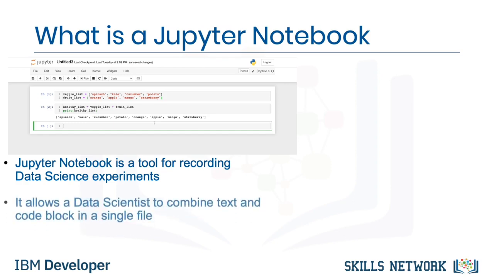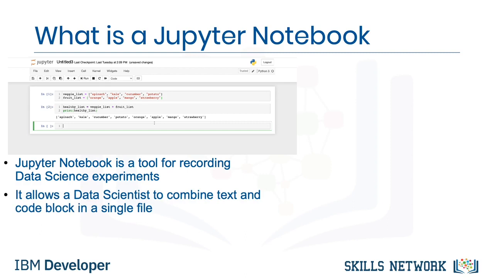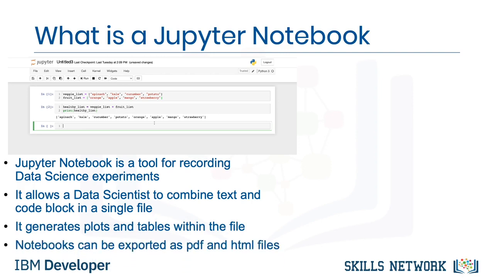A Jupyter Notebook file allows data scientists to combine descriptive text, code blocks, and code output in a single file. When you run the code, it generates the outputs, including plots and tables, within the notebook file. And you can then export the notebook to a PDF or HTML file that can then be shared with anyone.